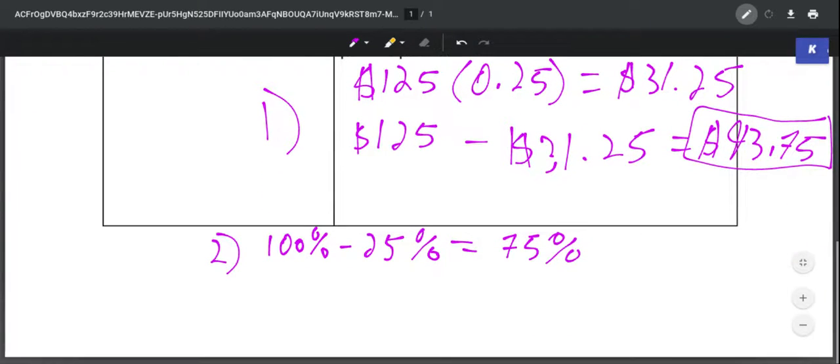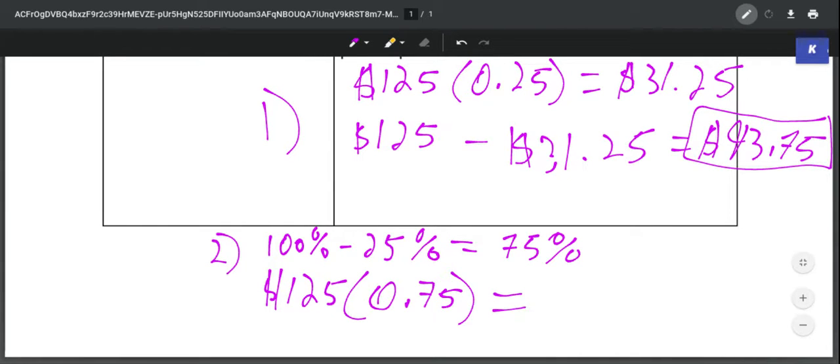Once you find that, all you have to do is take your original price and multiply that by the percentage that you just found written as a decimal, and you should get the same thing. So let's make sure we get the same thing. Yeah. So when you multiply this, you would get 93.75 as well.